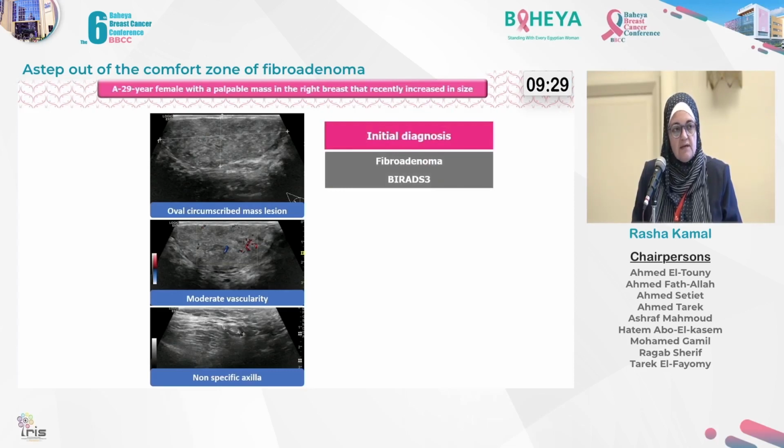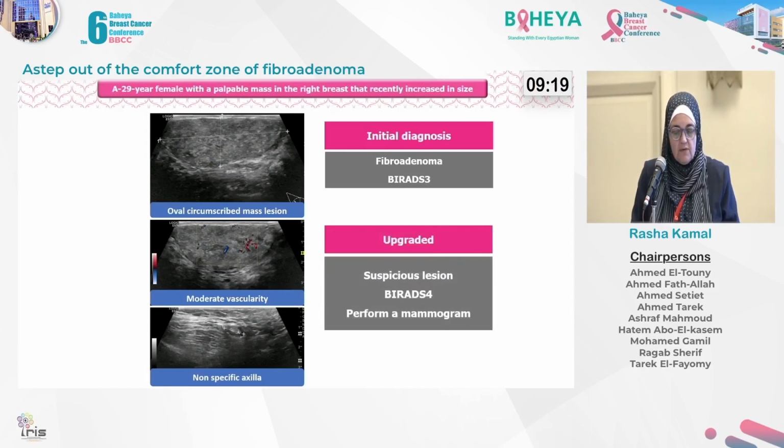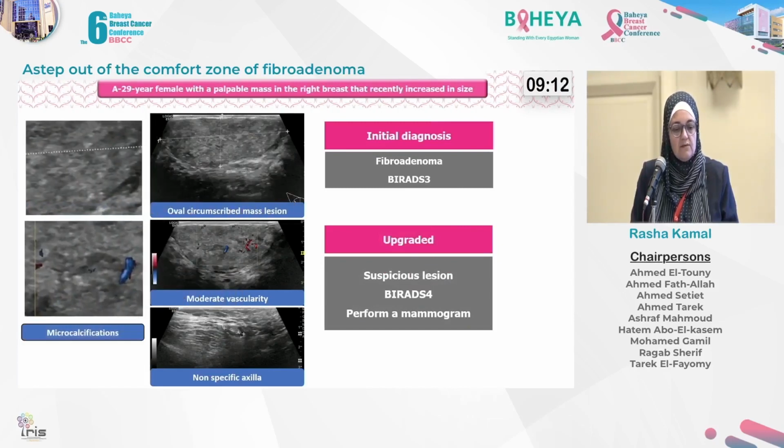Her initial diagnosis was a fibroadenoma, and she was assigned a BI-RADS 3, which means that she has to come for a follow-up after 6 months. Being viewed by a more senior staff member, he said, no, I will upgrade this mass lesion. I will give it a BI-RADS 4 because on the ultrasound he noticed that there are microcalcifications.